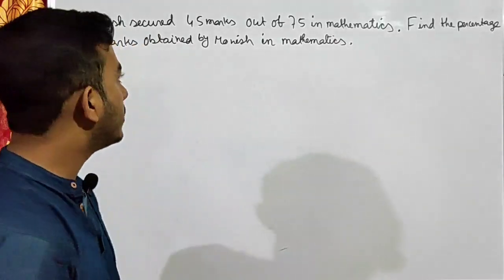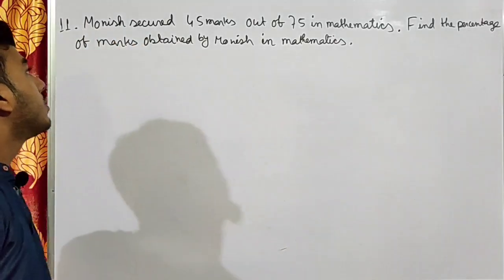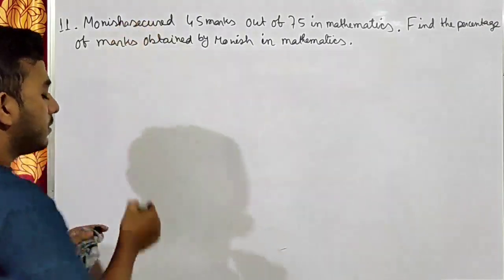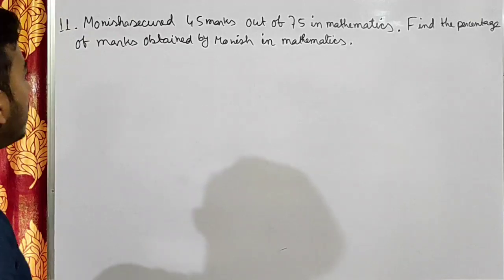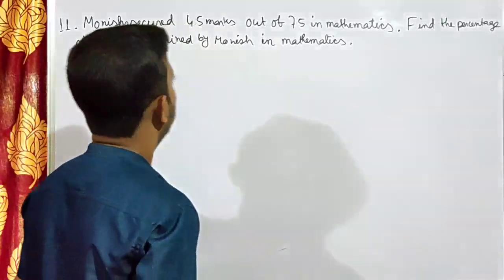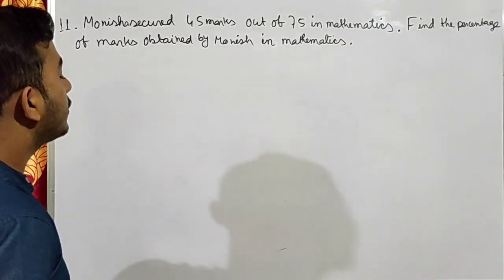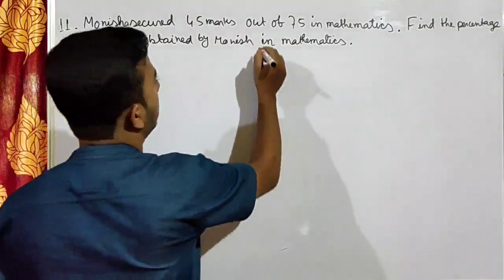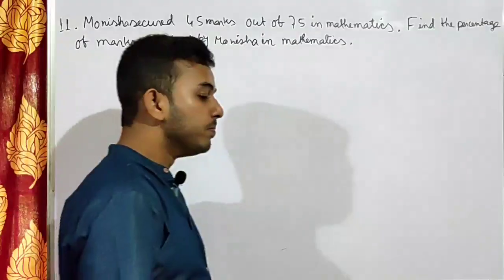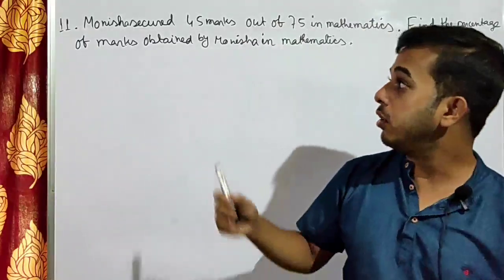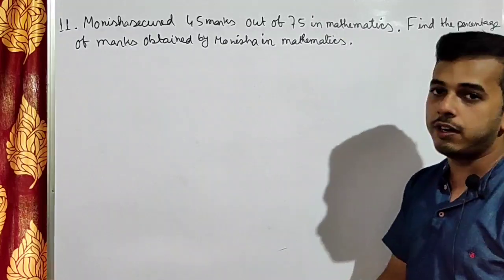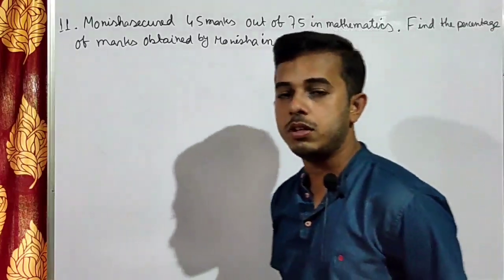So look at the question once. Here, Monisha. Okay, let's give her the name Monisha. It will be looking nice. Monisha secured 45 marks out of 75 in mathematics. Find the percentage of marks obtained by Monisha in mathematics. Okay, so Monisha is a beautiful girl here. She obtained how many marks? She obtained 45 marks out of 75, in mathematics. So we have to find out the percentage of marks Monisha secured.